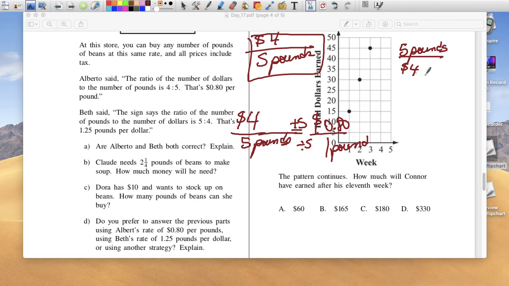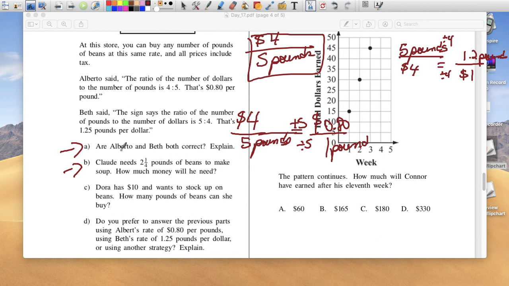Another way of looking at this is how much can you get for $1? So divide by 4, divide by 4. So for $1 I can get 1.25 pounds. And either way you look at it, it's the same. It's just written in a different manner. So this one is comparing it to 1 pound, and this one's comparing to $1. So they're both correct.